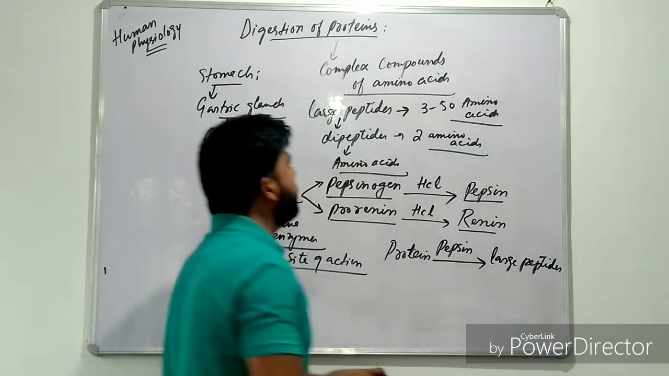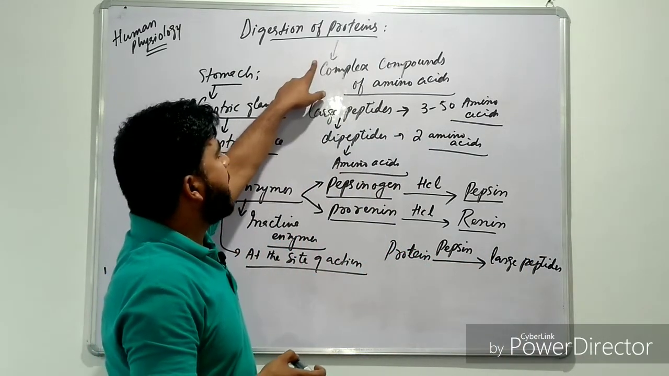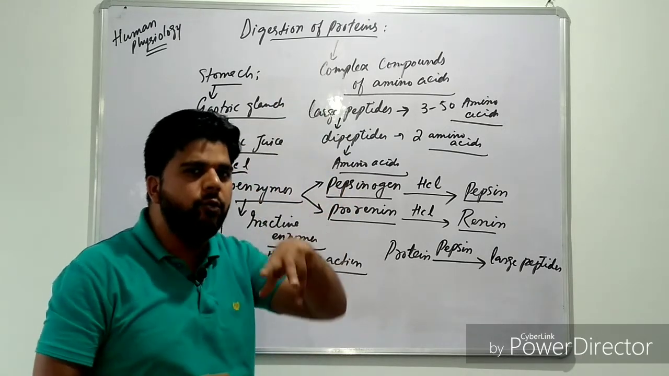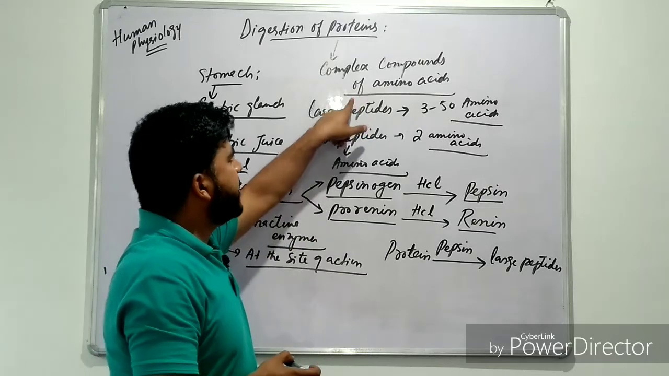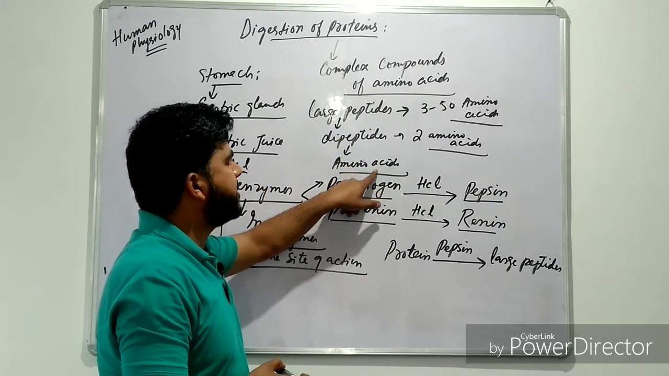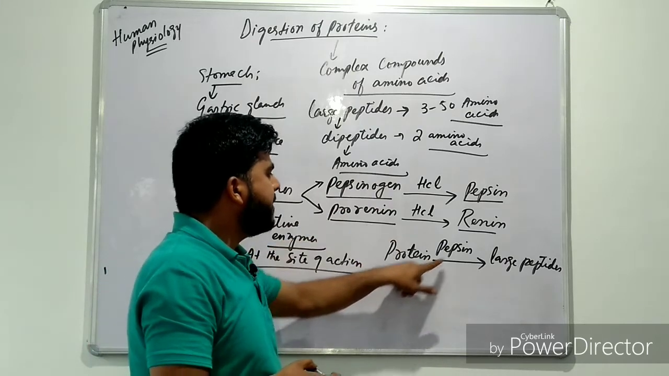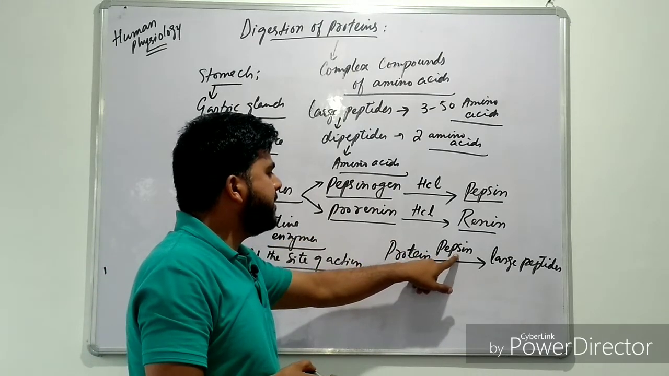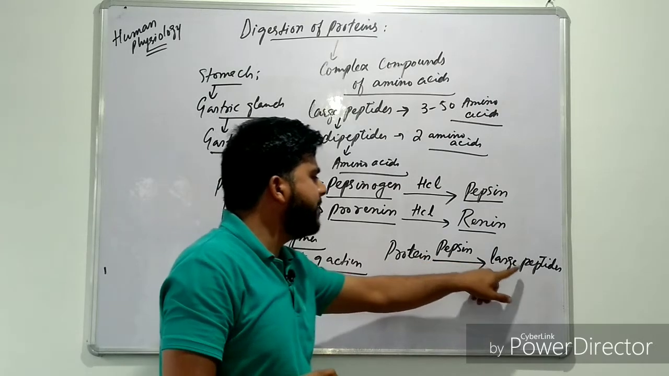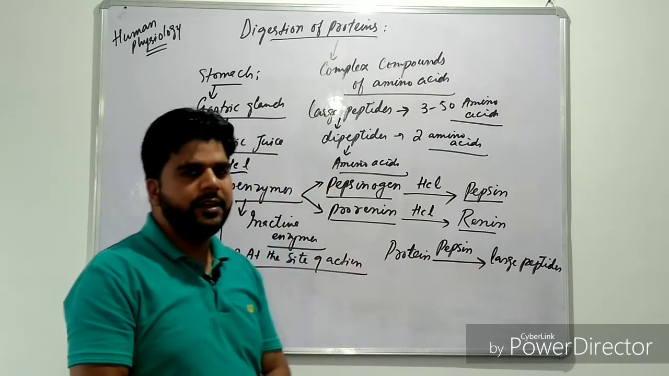I have already told you that proteins are not going to be converted into the amino acids in one go, in one moment, in one reaction. They first will be converted into peptides, then dipeptides, and finally into amino acids. So what are we getting? Pepsin, the enzyme in the stomach, is acting upon the proteins and is converting them into the large peptides.